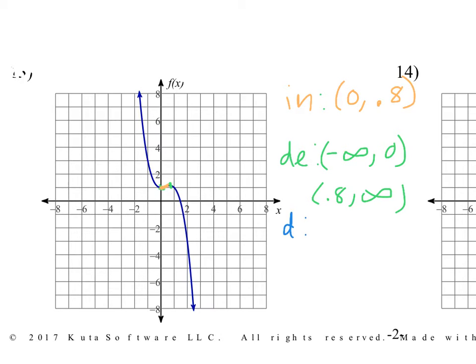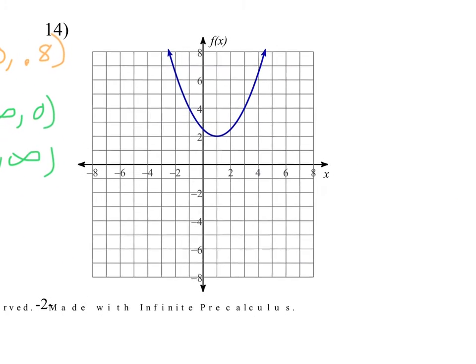What would our domain be here? All real numbers. And what's our range? All real numbers. Awesome, all real numbers. Any questions on this one? All right, last one like this, 14.